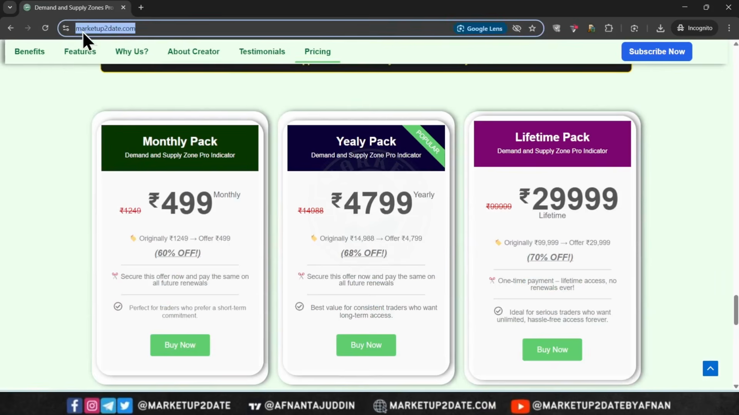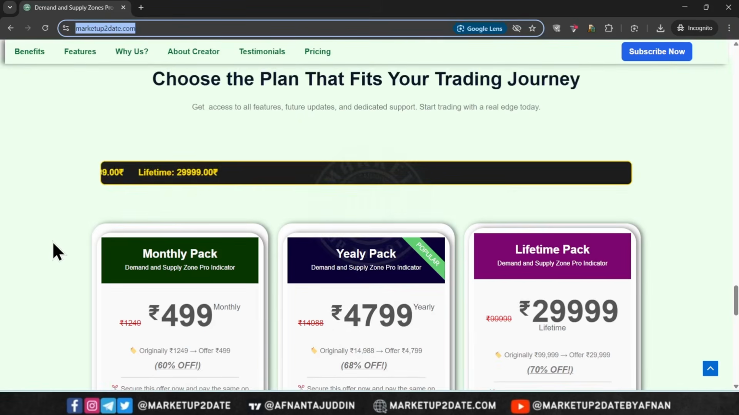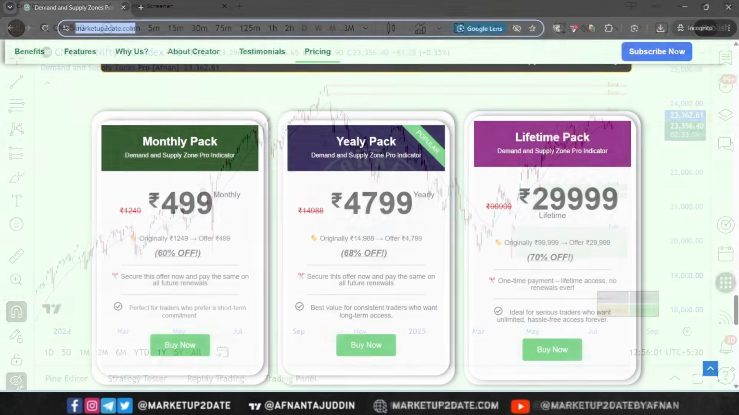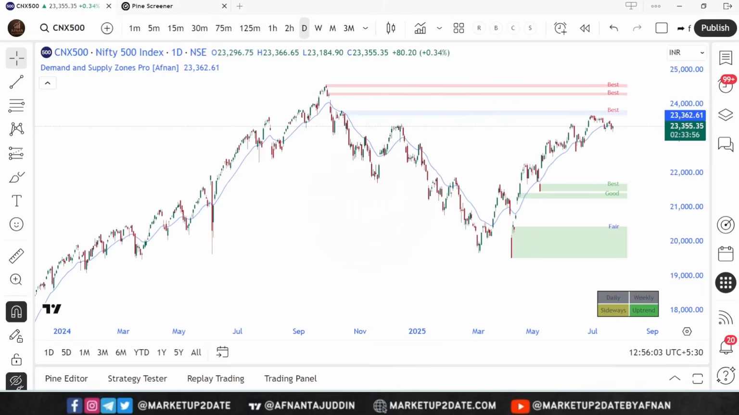If you are a supply and demand trader and you are looking to graduate from manual zone drawing, and you want a professional tool that not only identifies high probability zones but also evaluates them for quality, integrates multi-timeframe analysis, and provides a full suite of analytical tools, then you are in exactly the right place. This is going to be a very detailed, in-depth tutorial. We will not be rushing. We will cover every single setting and feature so that by the end of this video, you will be a master of this indicator.